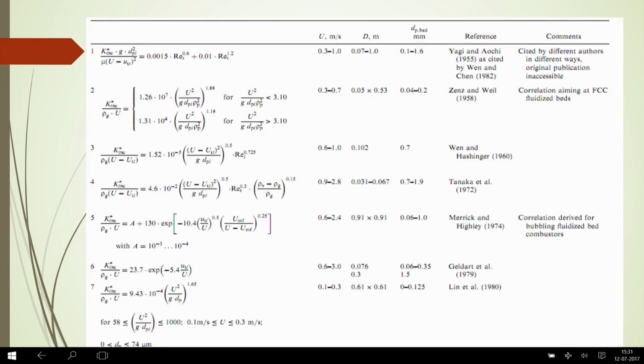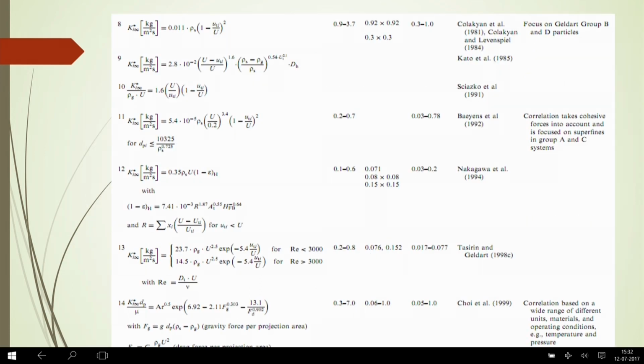Some other correlations are also given here. In this table, different correlations are given for predicting K I star in the fluidized bed from their different experiments, within a certain range of their particular experimental conditions. Different investigators have suggested different correlations, and they obtained their experimental results for K star by using different operating conditions and solid particles.